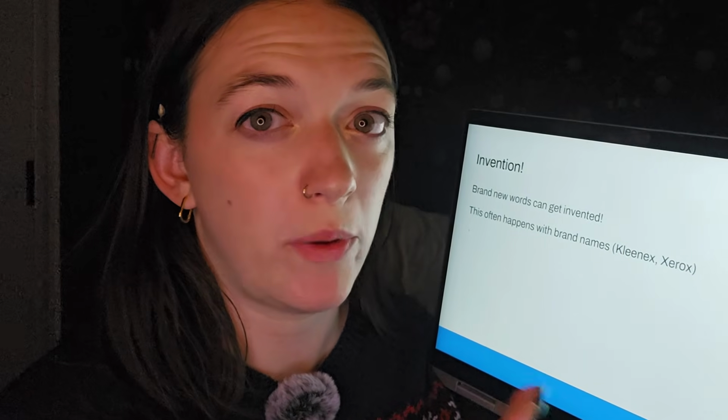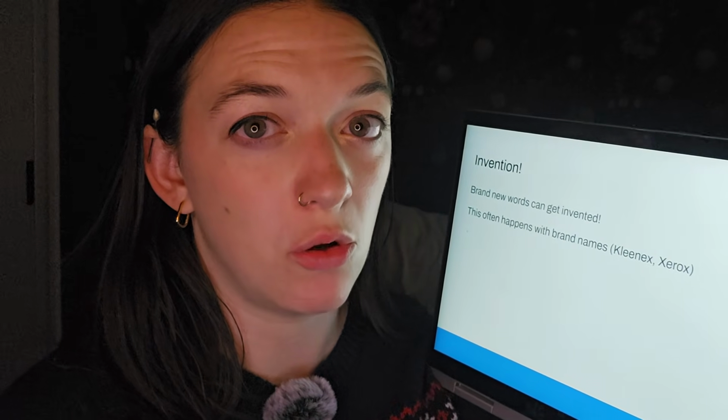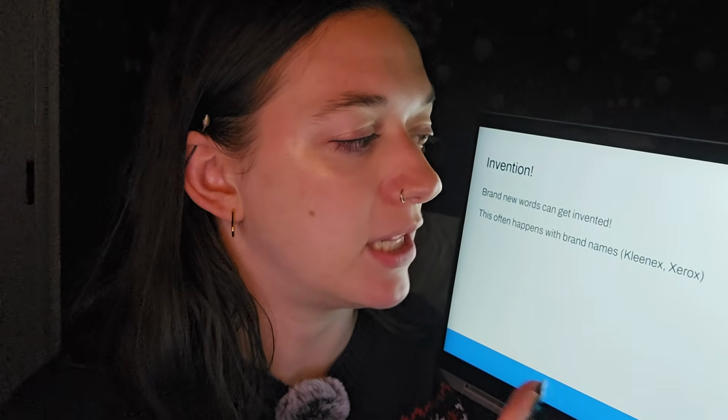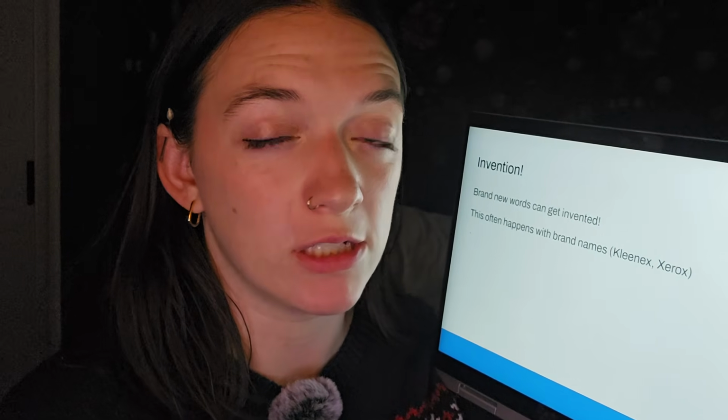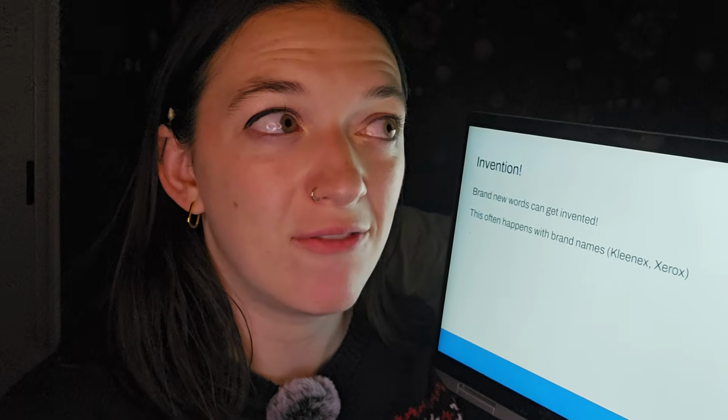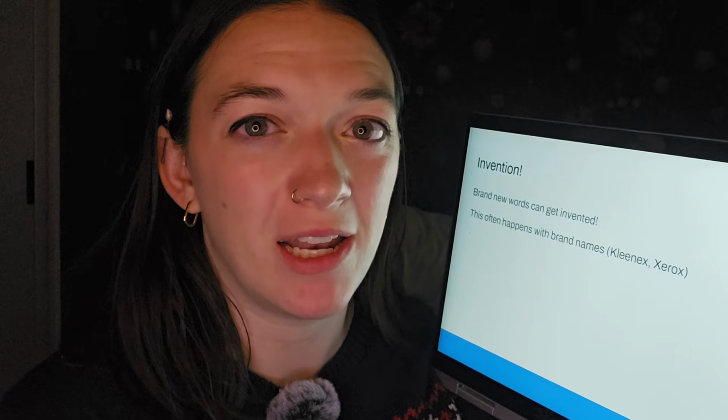And of course, we can just invent new words whole cloth. This happens frequently with brand names like Kleenex, Xerox, Google have become words in their own right, but people invent brand new words all the time, and if they catch on, they may get adopted into the more general vocabulary.